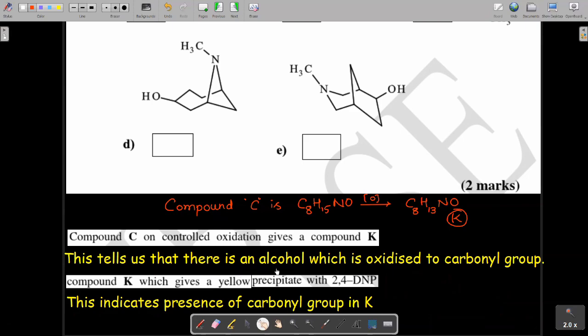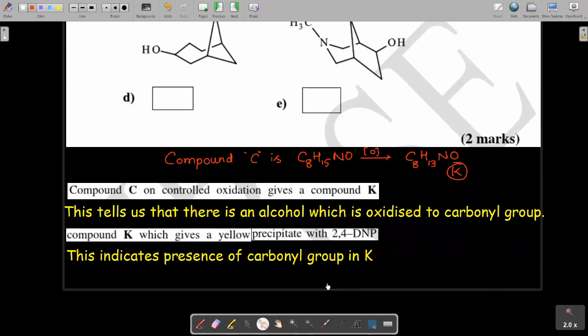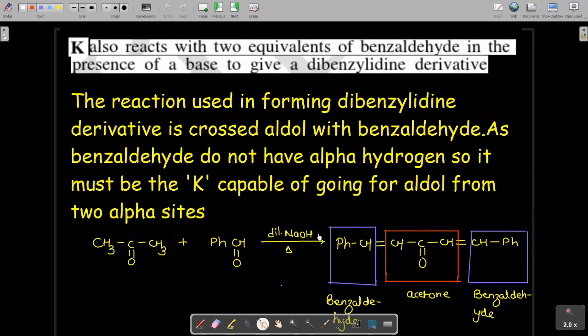This tells us that there is an alcohol which is oxidized to a carbonyl group. Now, compound K gives a yellow precipitate with 2,4-DNP, so this indicates the presence of a carbonyl group in K, right? We got two pieces of information. Moving further, it is said that K also reacts with two equivalents of benzaldehyde in the presence of a base to give a dibenzylidene derivative. Let me tell you what this is.